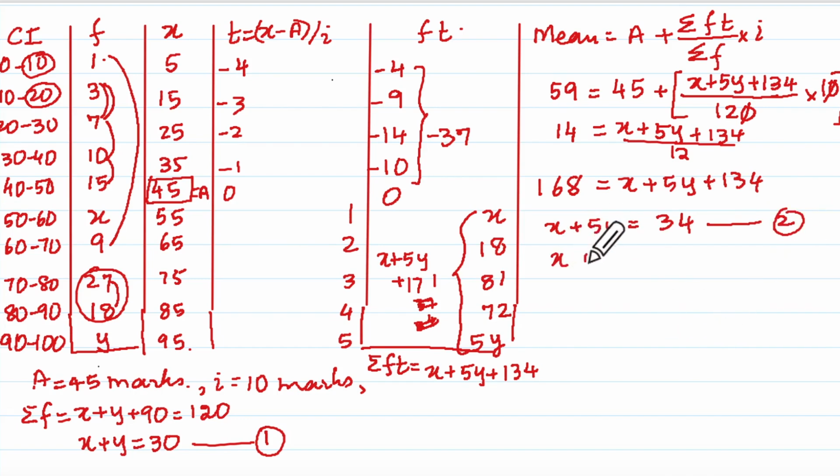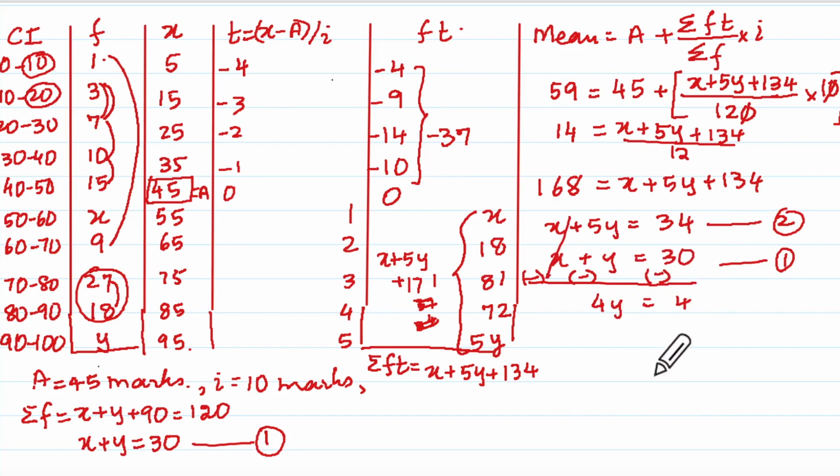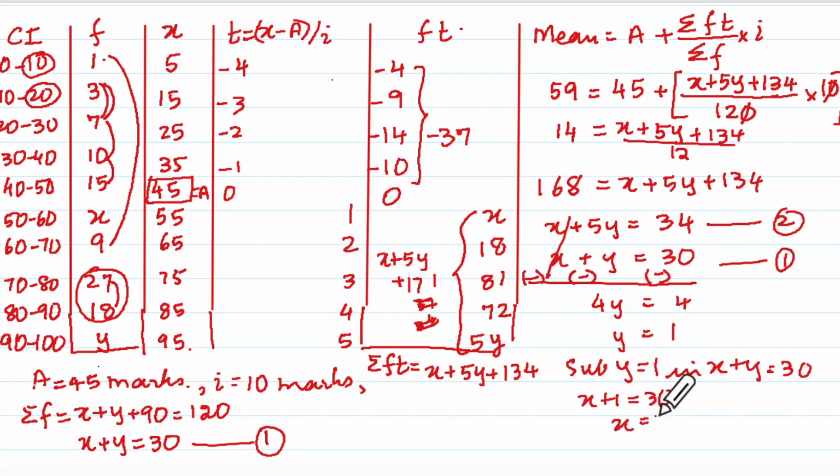Now if I write x plus y equal to 30, which is equation 1, I can easily eliminate x. 4y is equal to how much? 4. Y is equal to 1. Substitute y equal to 1 in x plus y equal to 30. So x plus 1 equal to 30. X equal to 30 minus 1, which is 29. Therefore x equal to 29, y equal to 1.